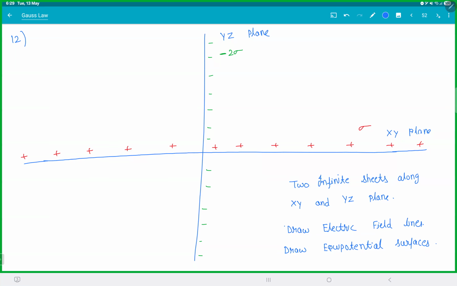Who said field lines will originate from the plate perpendicular? Where did you learn that? These are not conductors. These are just charged sheets. Travel making a curve of 90. You get a very nice shape.